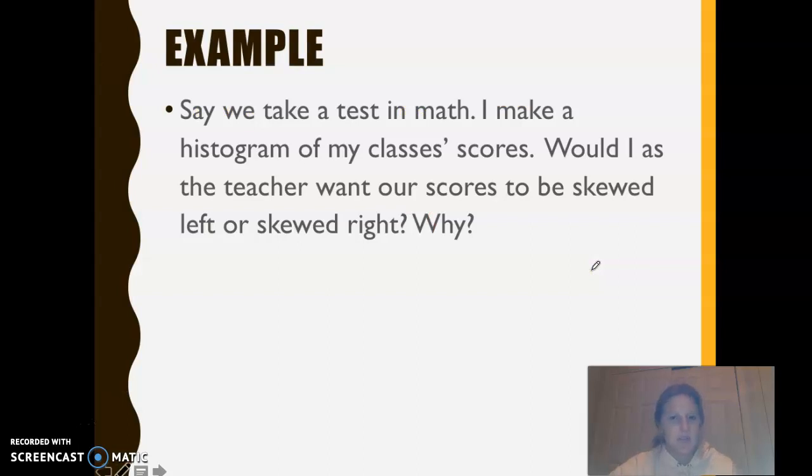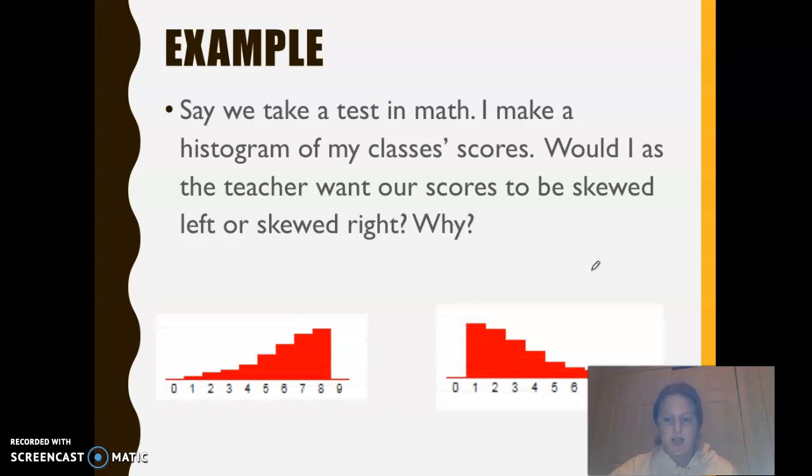So here's an example. Say we take a math test in our class, and then I make a histogram out of our scores. Would I, as the teacher, wanting everyone to do well, want our scores to be skewed left or skewed right, and why? So pause here. I will put up some examples, like these same pictures I had on the last slide. We're talking math scores here. I want everyone to do well. I want everyone to get a high score. What would I want my histogram to look like? Would I want it to be skewed left or skewed right? You can pause here and think about this while I get my pen out.